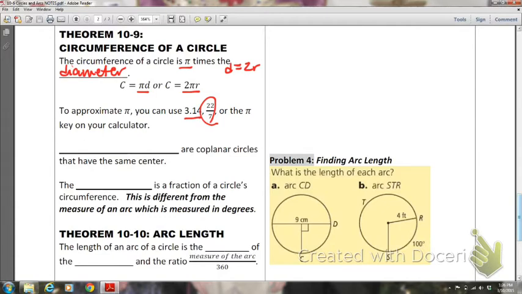The definition of coplanar circles that have the same center are concentric circles. So coplanar circles have the same center. So here we have these two circles, they have the same center, so those are concentric circles. Kind of think of dropping a pebble into a pond would create concentric circles.